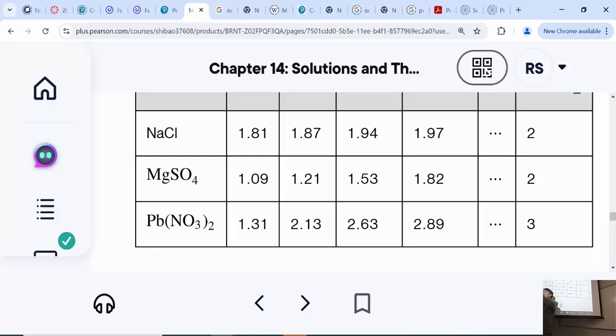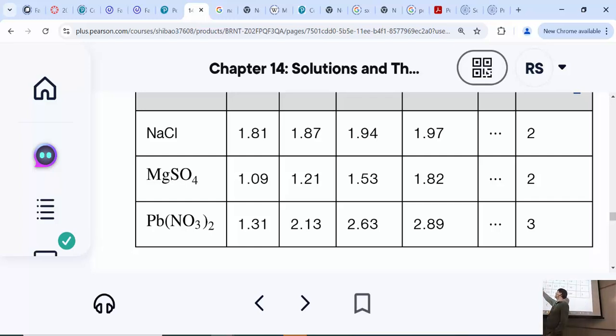When it ionizes completely, it's going to break up into how many particles? 2. A sodium ion and a chloride ion. And so that's ideal. Ideally, it breaks up into 2, right? So we're just going to say it breaks up into 2.